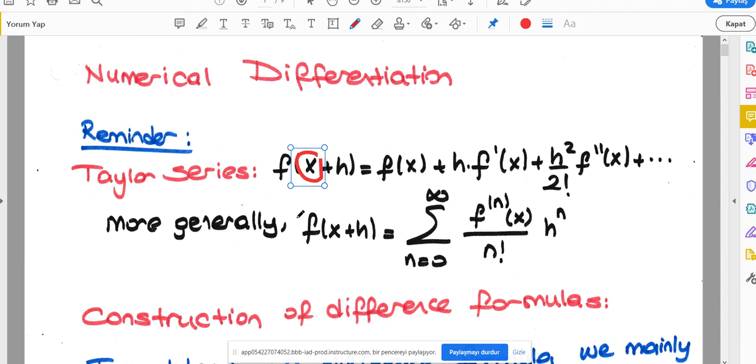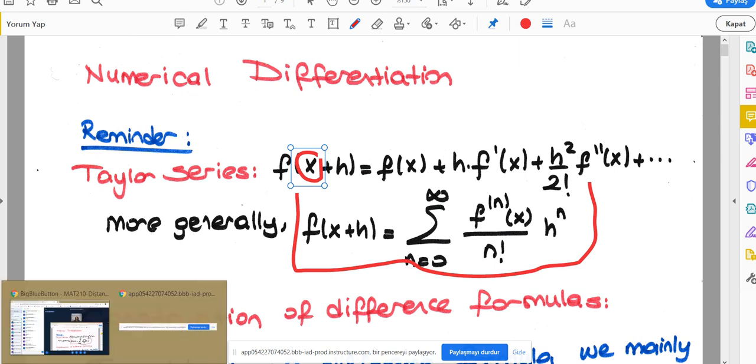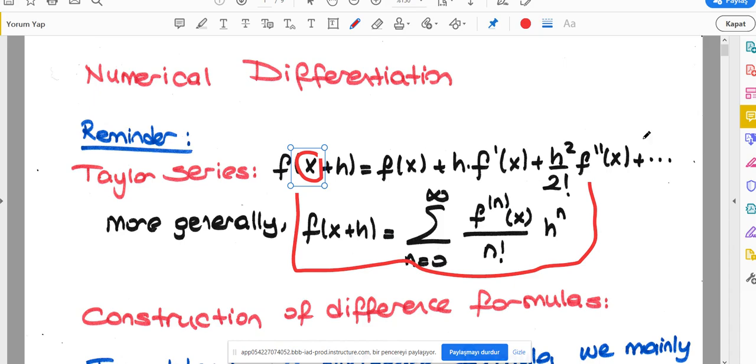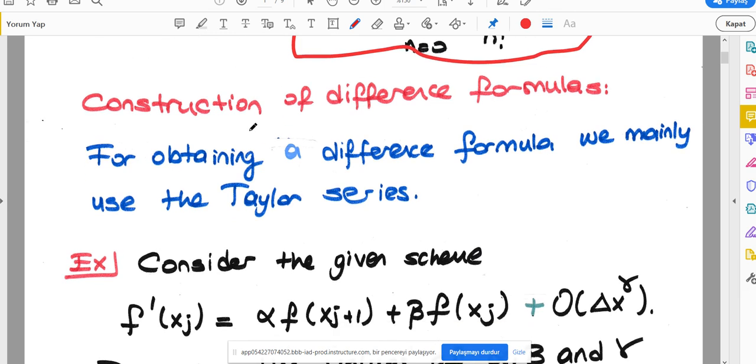As a general formalization, this is the closed version of the Taylor series. It is considered as an infinite summation, f to the power n, where the n in parentheses denotes the nth derivative, f^(n)(x), over n factorial, times h to the power n. By using this reminder, we will see what we will get at the end.